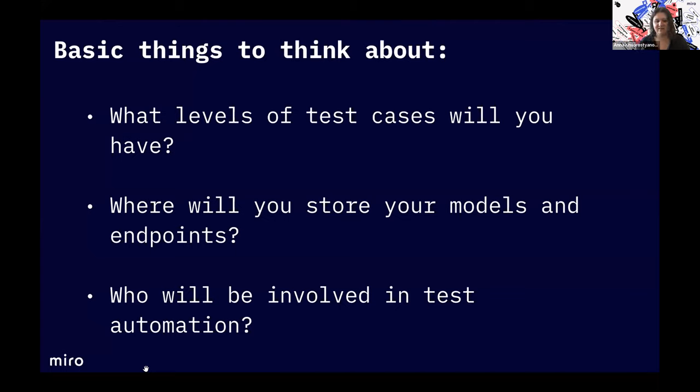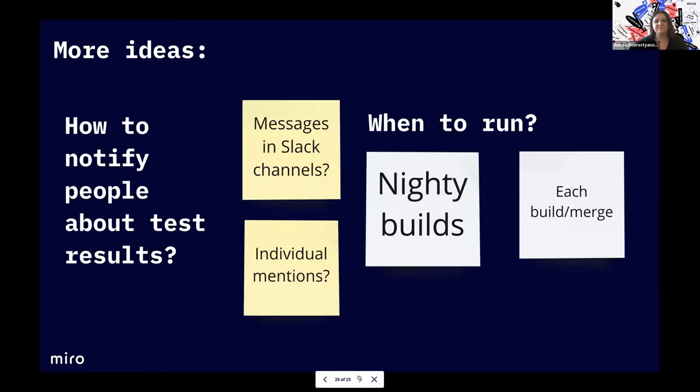And third thing, you need to decide who will be involved in test automation. Only testers, or testers and developers? Which developers will be involved? What level of knowledge do they have about software testing? You need to define that and conduct some webinars according to their awareness.